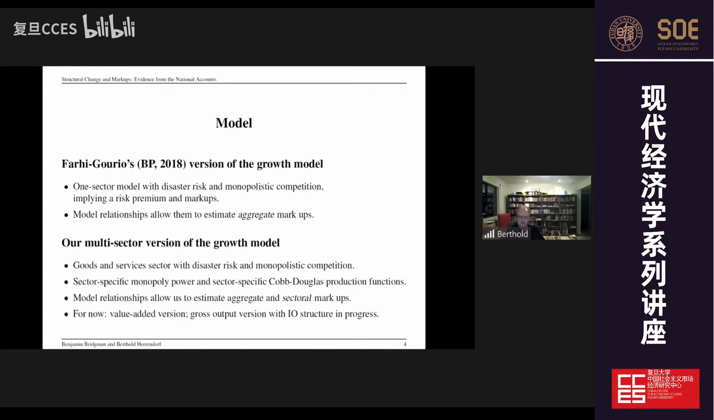There is a gross output version with an input-output structure in progress, but it doesn't work right now. And I think it's not my fault. So I'm just going to dump Ben under the bus. There are some issues we have with the gross output version and bringing it to the data.